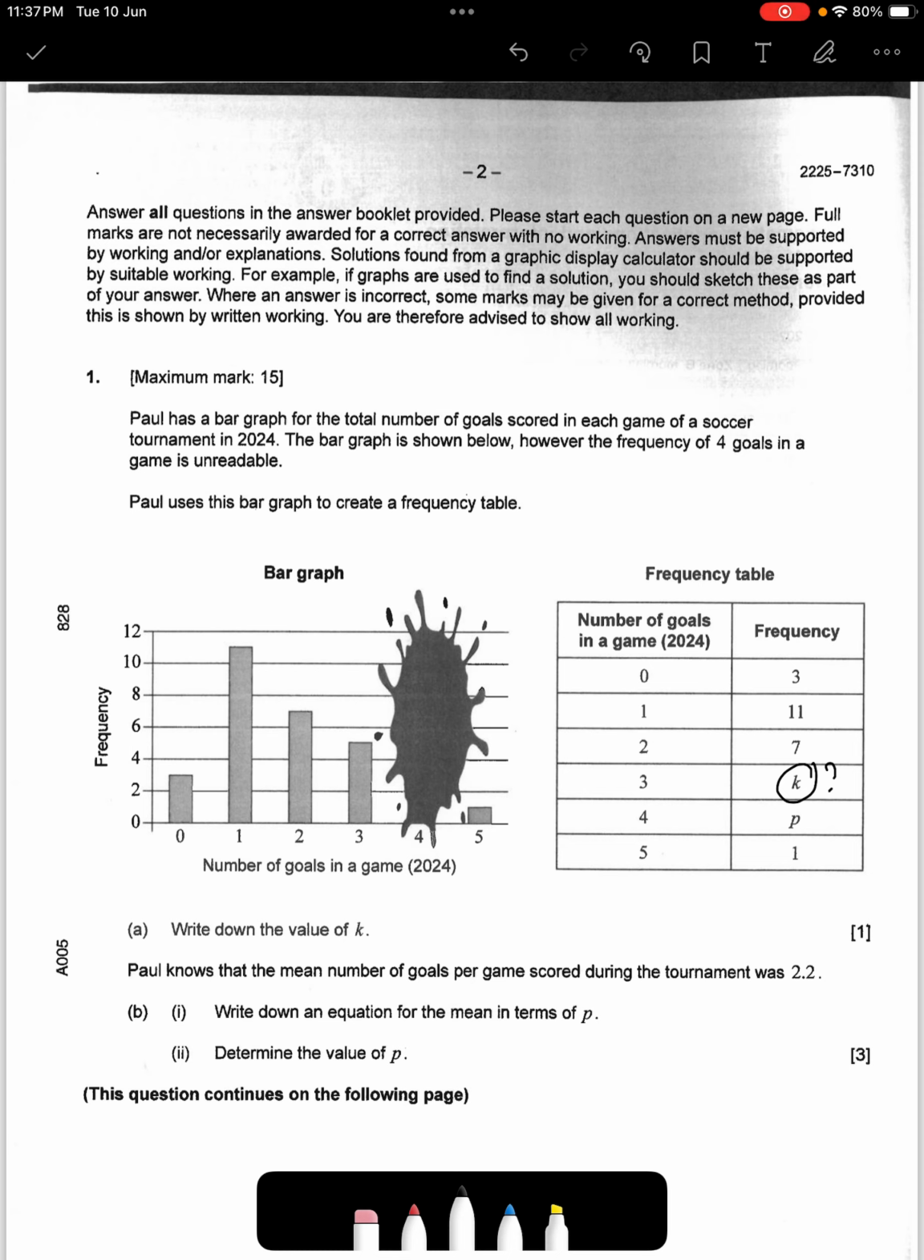Alright, it says we need to find the value of k, which is basically the bar chart when the number of goals in the game is 3. So if we look at this particular bar chart, obviously it goes up to 5, so k has to be 5. Okay, so it's pretty straightforward, just kind of reading off the bar chart. And it says that Paul knows that the mean number of goals per game scored during the tournament was 2.2. So write down an equation for the mean in terms of p.